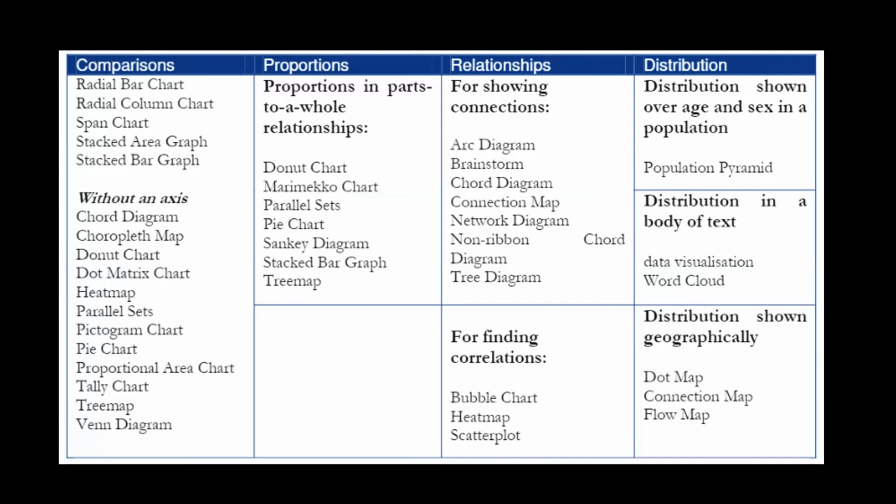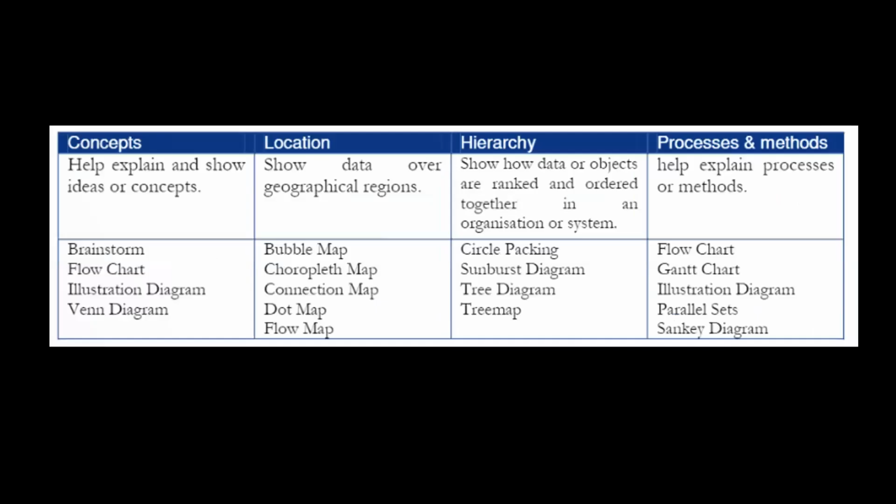For comparison, you have more graphs. For proportion, you have more graphs. Pie chart is the common chart that we use for proportion. Relationship, you have more graphs. And distribution, of course, you have more graphs. Then fifth type is concepts. You want to explain some concept, so you can use brainstorming technique, flow chart, Venn diagram, illustration diagram.